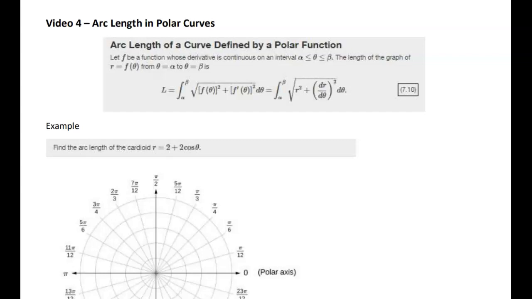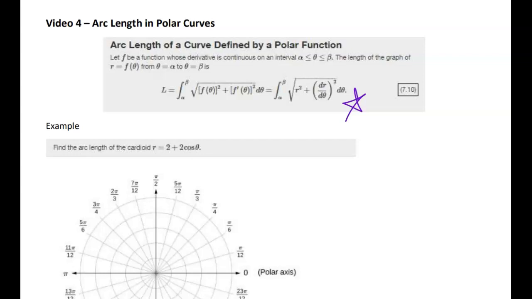All right, this video is going to go over how we find arc length for polar curves. Again, if you are in my course, I'm going to give you this formula, so you don't need to memorize it. It does come from the parametric equation and how we find arc length using the parametric equation. But let's just go over some examples of how we're going to use this.